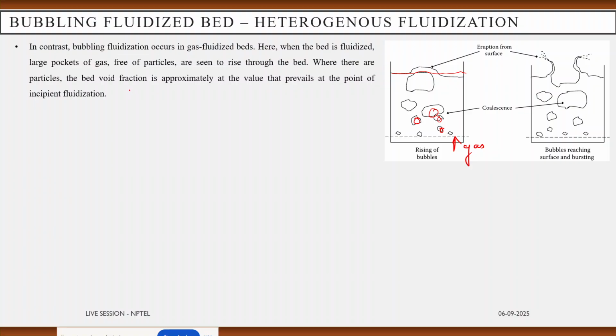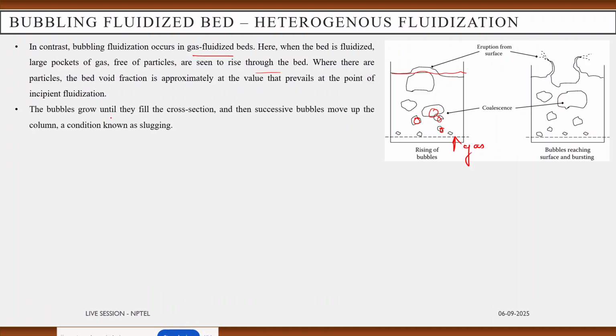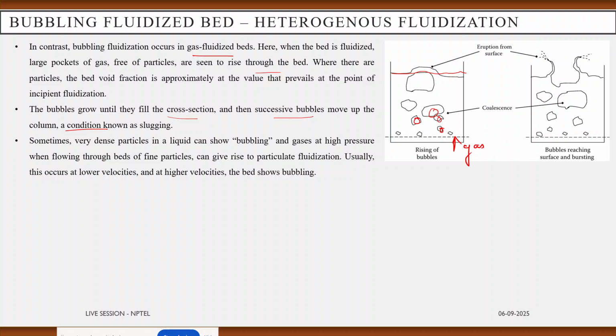So in contrast to the particulate fluidization condition, bubbling fluidization occurs when it is a gas fluidized bed and the bed is fluidized and large pockets of gas-free particles are seen to rise through the bed. Where there are particles, the bed void fraction is approximately the value that prevails at the point of the inception of fluidization. The bubbles will grow until they fill all the cross section, and then successive bubbles move up the column. This is known as slugging.